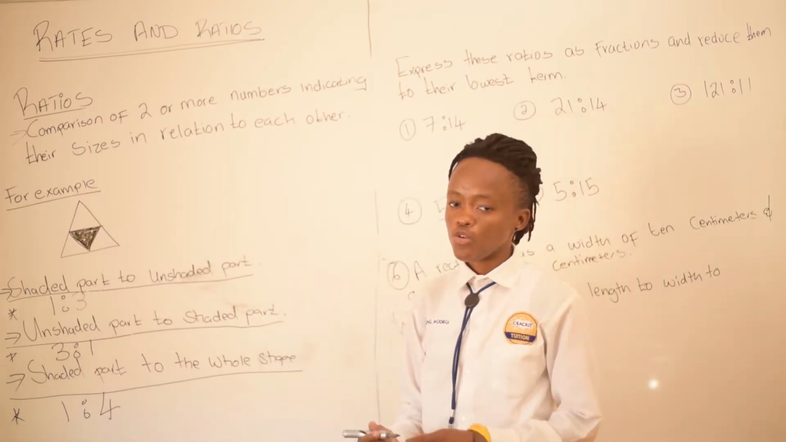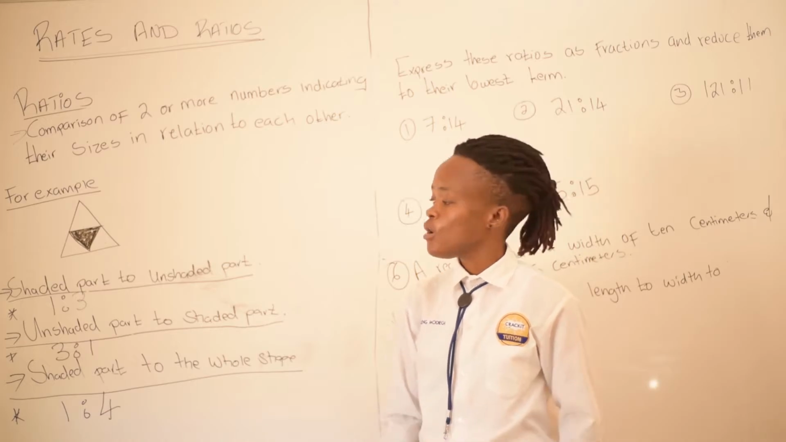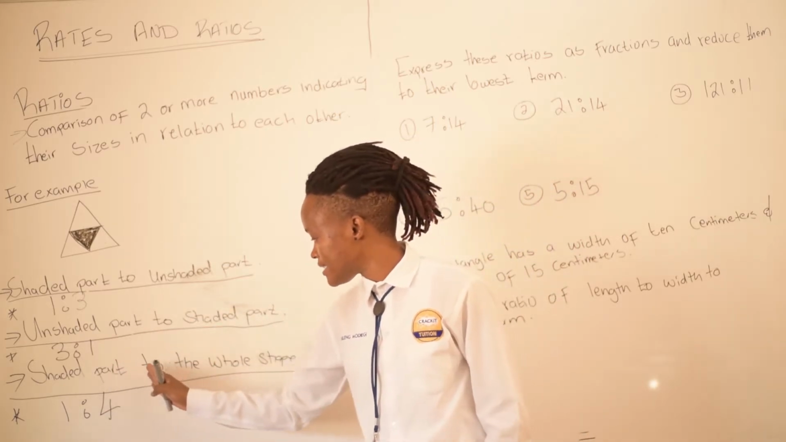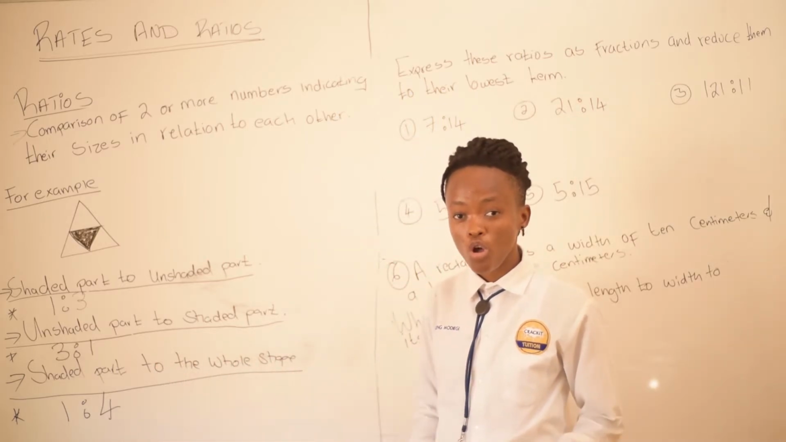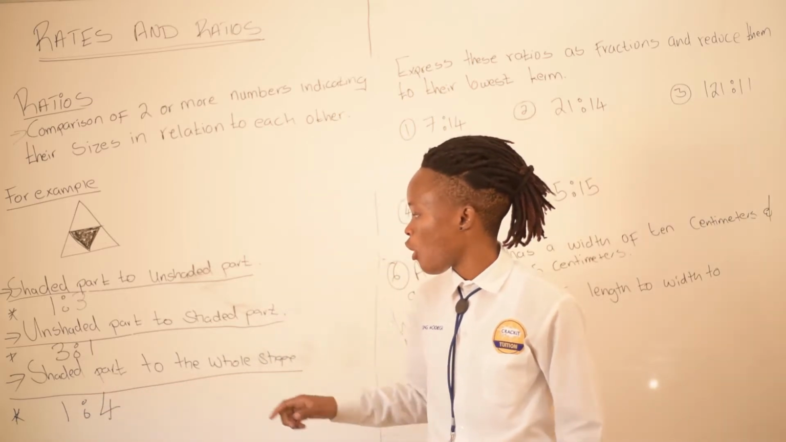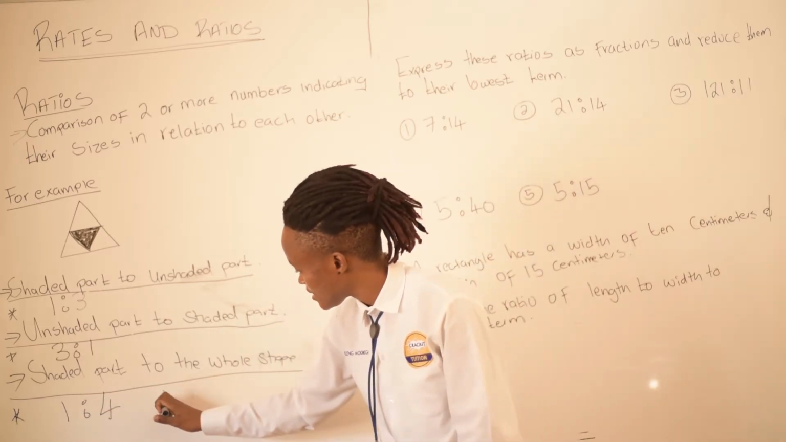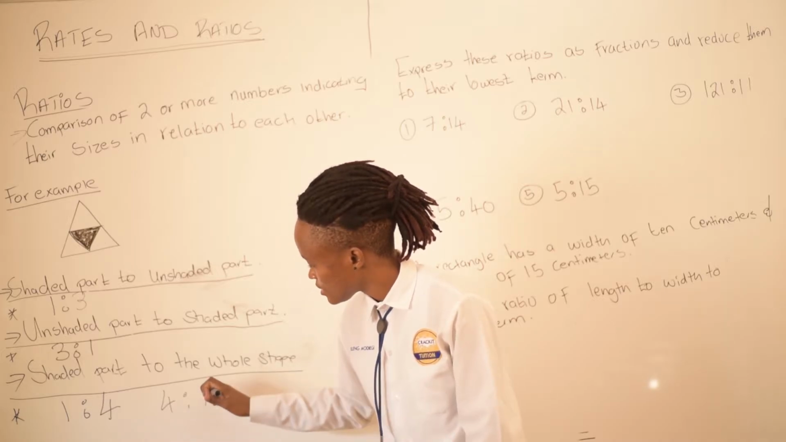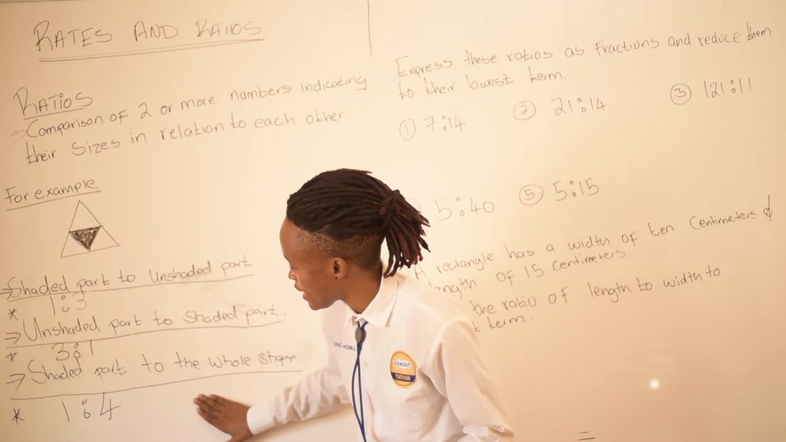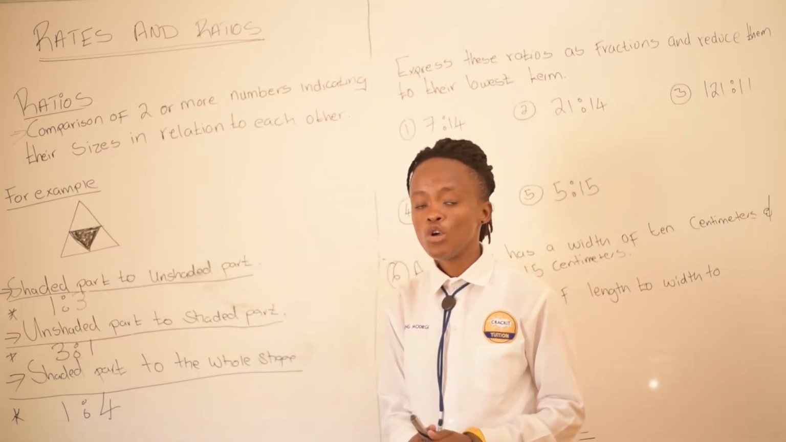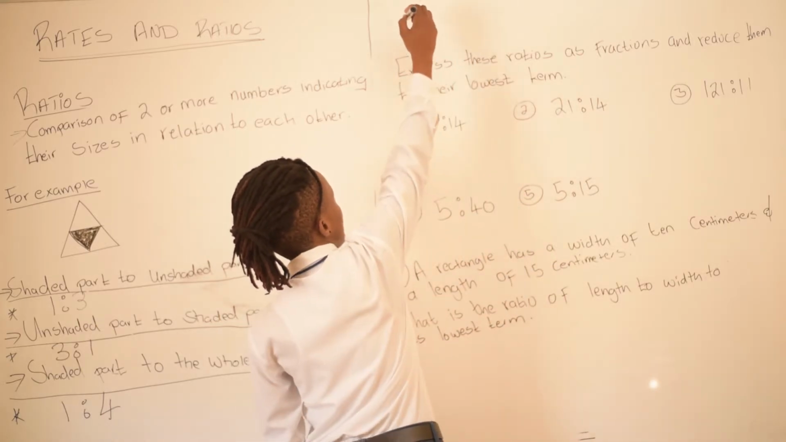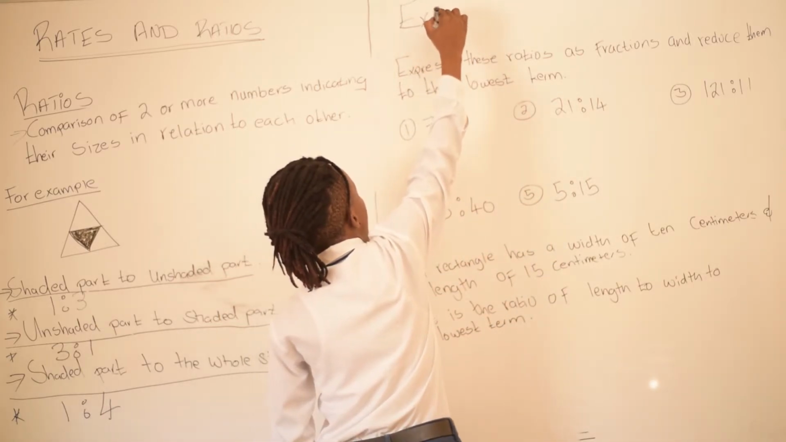So it becomes 1:4. So that's how simple ratios are. All you have to pay attention to is what comes first, shaded part and the whole shape. So normally students will mix it up. When the question says shaded part to whole shape, you will find some answers like 4:1. This is wrong. So you have to pay attention. You have to focus when doing questions like this. So we'll move on to expressing ratios as fractions.